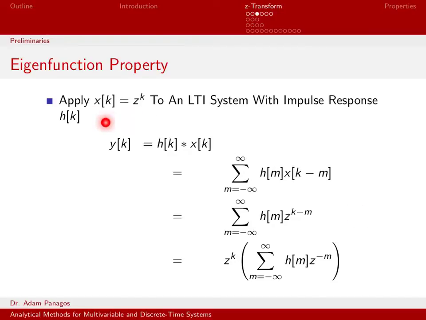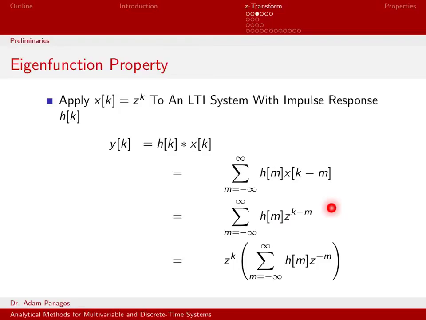So since the input is z to the k, and I need to know what x of k minus m is, I need to replace all the k's with k minus m. That's exactly what's been done right here. All the k's in that signal have been replaced with k minus m, so it turns into z to the k minus m. Well, we know that z to the quantity k minus m can be written as z to the k times z to the negative m.